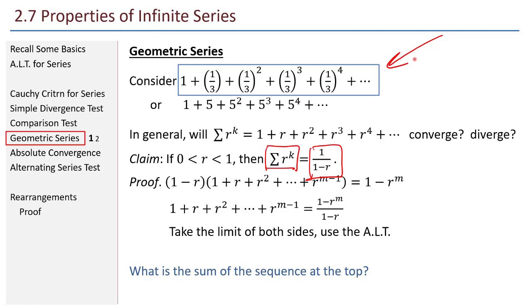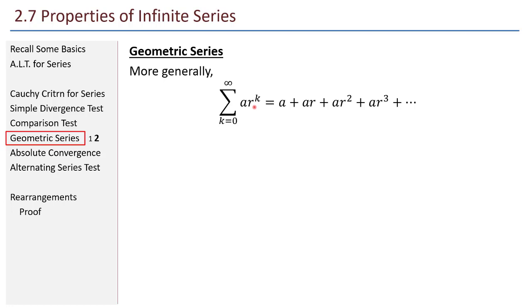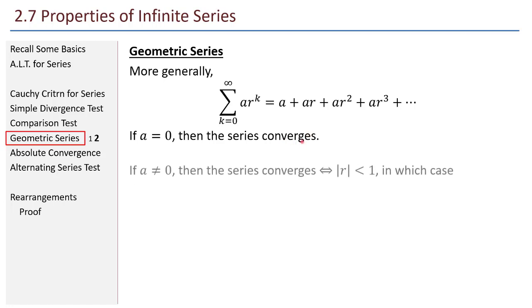Okay. And where does it converge? It converges to 1 over 1 minus 1/3, which happens to be 3/2. Here's the more general setting for a geometric series that we sometimes see. Instead of just powers of r, I might multiply through also by some number a. And if a equals 0, then this series converges no matter what r is, right? Because a just wipes everything out. The answer is 0. That's the boring case.